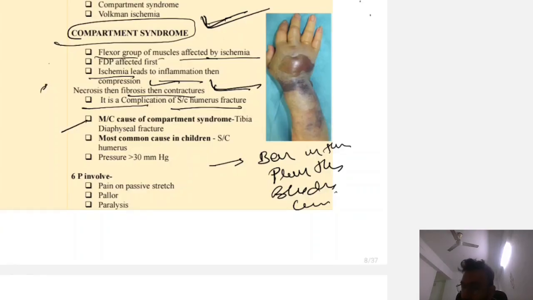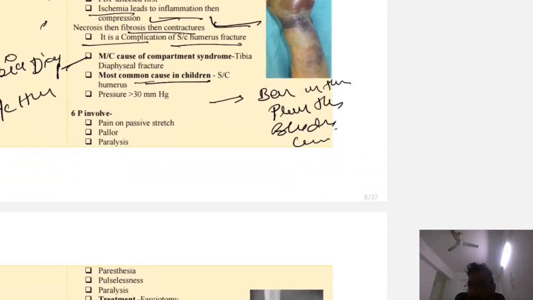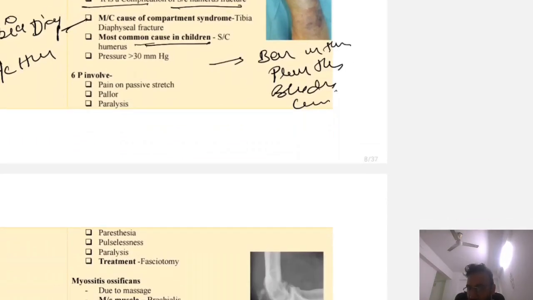Now what is the most common cause of compartment syndrome in adults? In adults it is tibial diaphyseal fracture, and most common in children it is supracondylar humerus fracture. So you have to understand the difference between both. In adults it is tibial diaphyseal fracture, but in children it is supracondylar humerus fracture. So what is the cut off mark? How much pressure is the limit for intracompartmental pressure? It is greater than 30 mmHg.